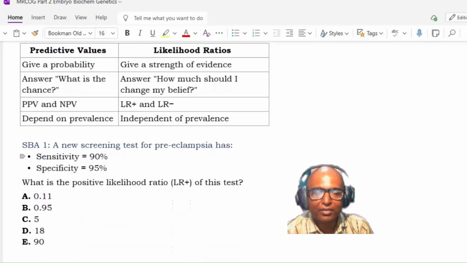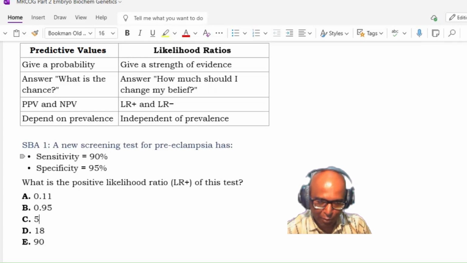Yes, sir. A new screening test for preeclampsia has sensitivity of 90% and specificity of 95%. What is the positive likelihood ratio of this test? Positive likelihood ratio, what is the formula? Sensitivity divided by 1 minus specificity, sir. So sensitivity here is 0.9. So 0.9 divided by 1 minus 0.95.